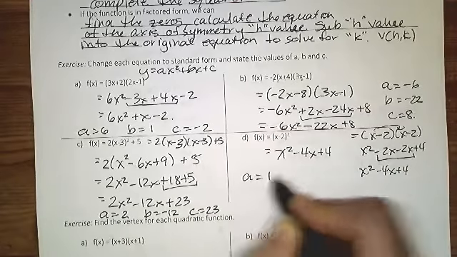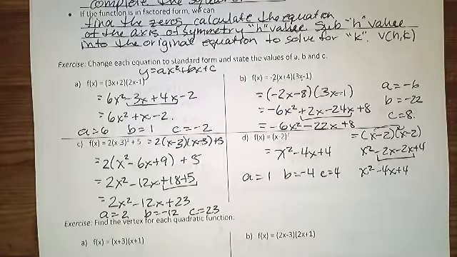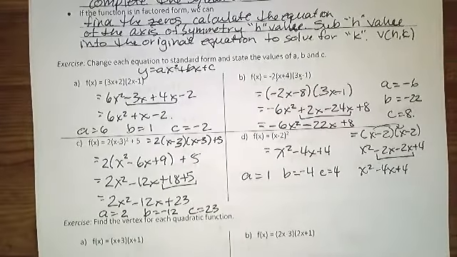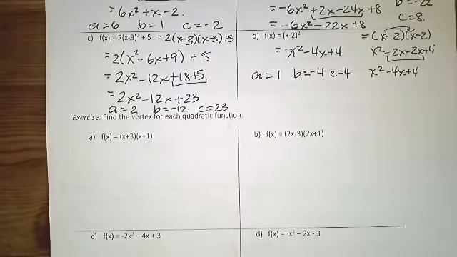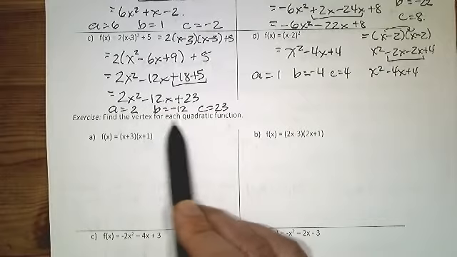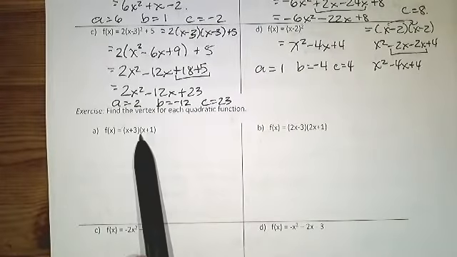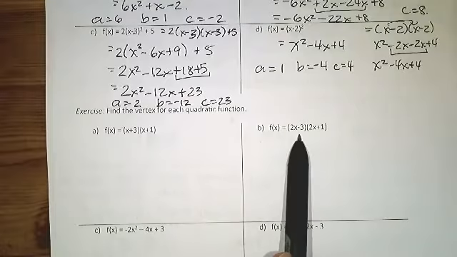Our A here is 1, B is equal to -4, C is equal to 4. The next set of exercises will be going from vertex. We'll be finding the vertex for each function. So our first is factored form, and we want to find the vertex.